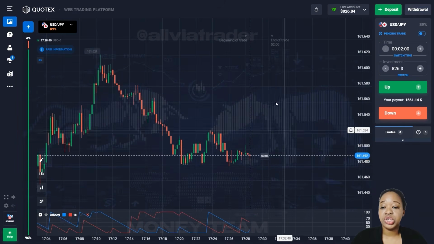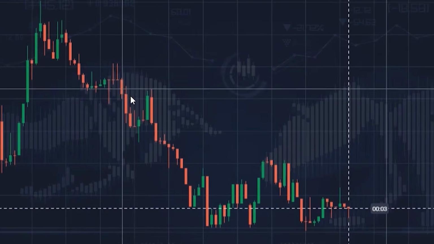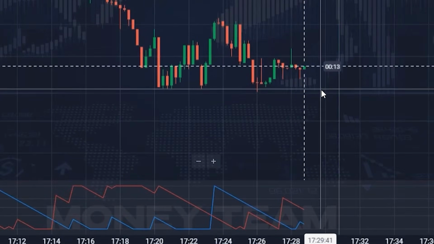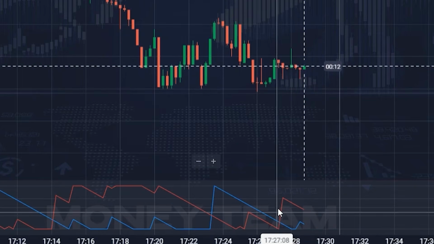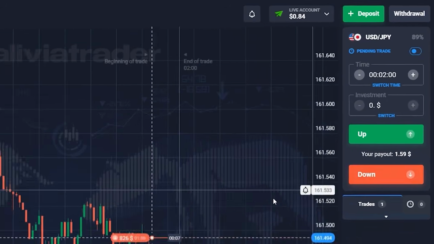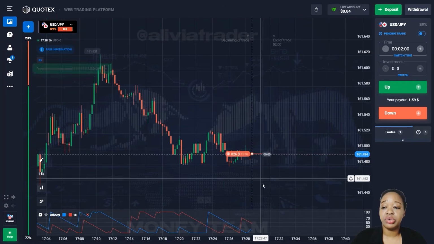Here you can see the price continues to move down. Currently we have some kind of fading, and as you can see the red line of the indicator is located from above. So here I'm going to open the trade for 2 minutes to go down, since the indicator indicates that the price has a good downside potential.